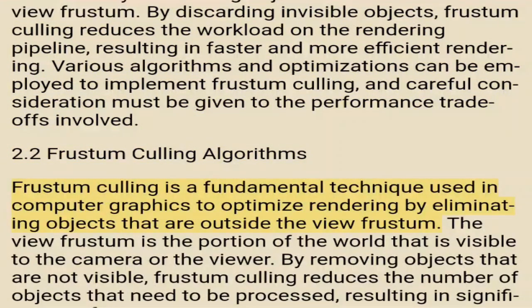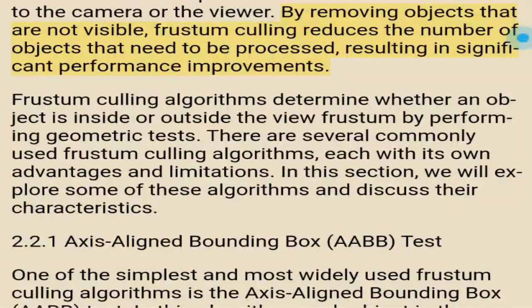2.2 Frustum culling algorithms. Frustum culling is a fundamental technique used in computer graphics to optimize rendering by eliminating objects that are outside the view frustum. The view frustum is the portion of the world that is visible to the camera or the viewer. By removing objects that are not visible, frustum culling reduces the number of objects that need to be processed, resulting in significant performance improvements. Frustum culling algorithms determine whether an object is inside or outside the view frustum by performing geometric tests. There are several commonly used frustum culling algorithms, each with its own advantages and limitations. In this section, we will explore some of these algorithms and discuss their characteristics.